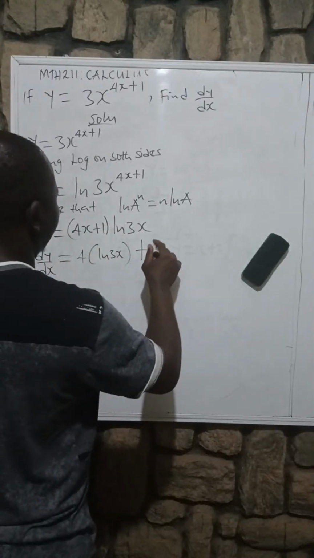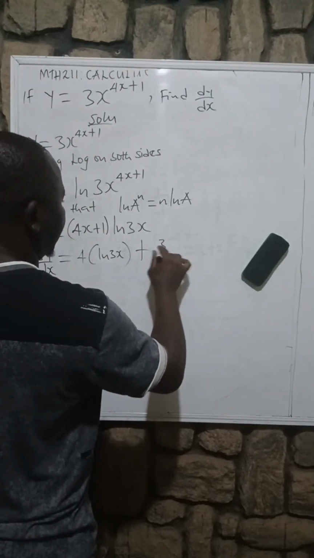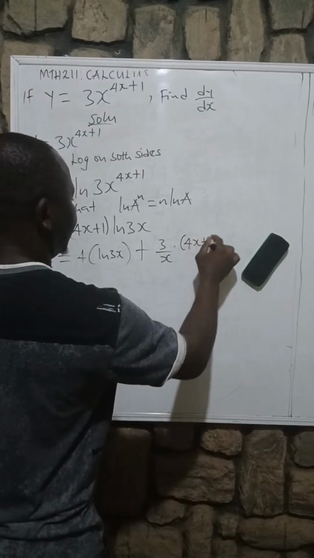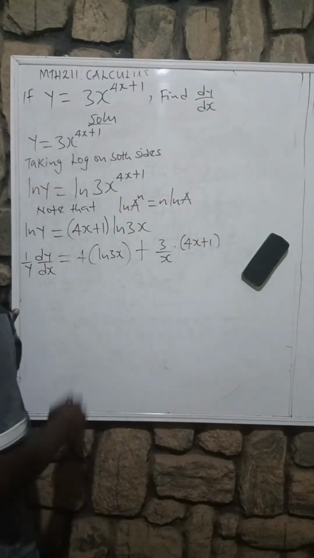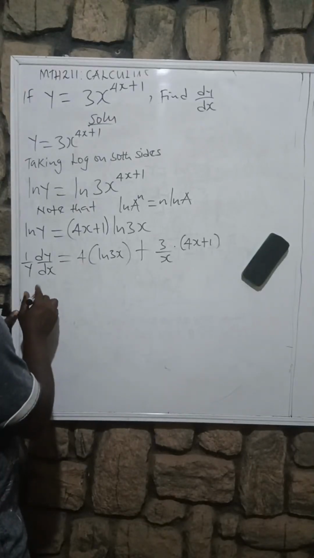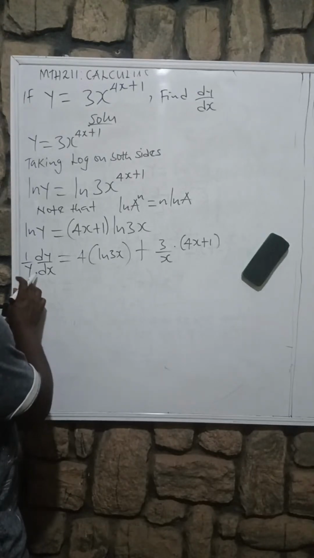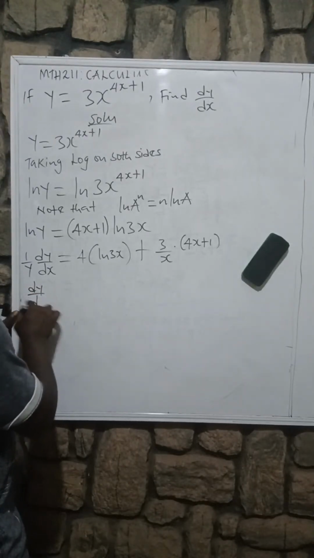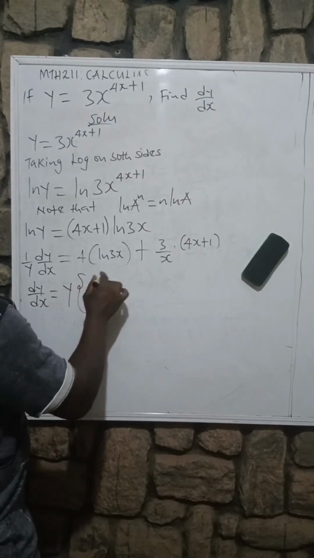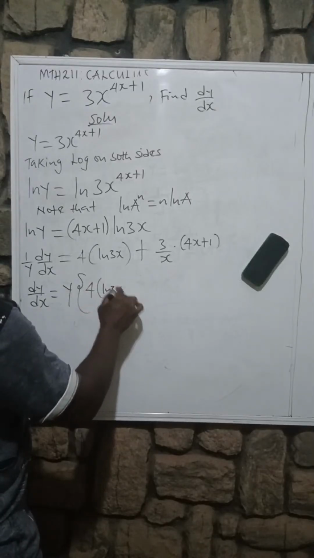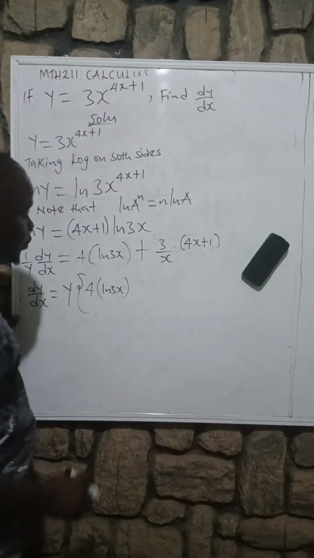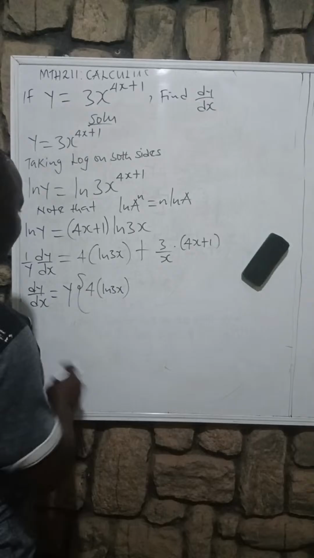So you are going to have 3 over x times 4x plus 1. True or false? So far so good. So we cross multiply. Our y will now be y times the bracket 4 times ln 3x. Don't write 4 times 3x to give you 12. Please take notes. You leave it like this.